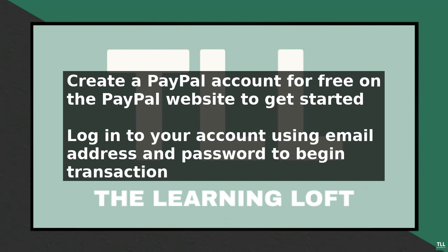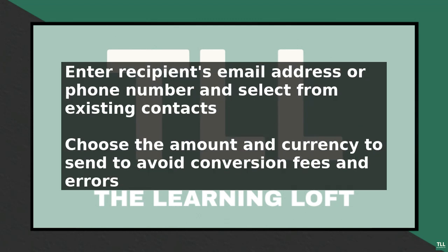First, log into your PayPal account using your email address and password. Once you are logged in, click on the Send and Request tab at the top of the page. This will take you to a new page where you can enter the recipient's email address or phone number. You can also select from your list of existing contacts if you have sent money to this person before.